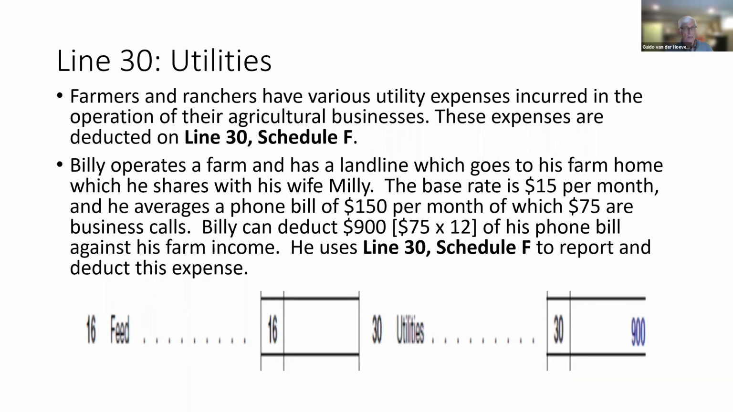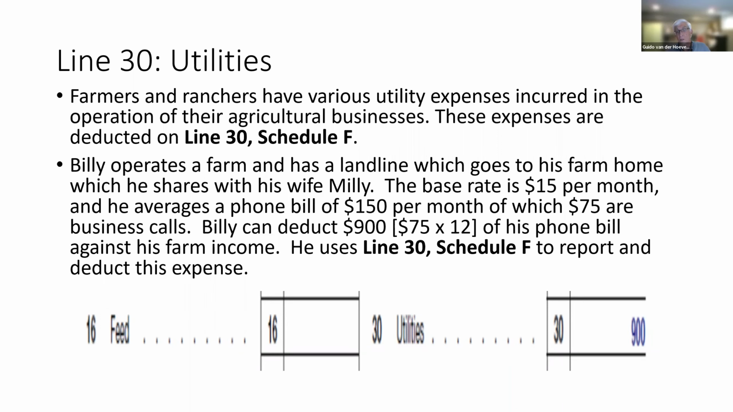Utilities. So now we're getting to line 30 here. Farmers and ranchers have various utility expenses. The example I have is that Billy operates a farm and has a landline that goes to his farm home, which he shares with his wife. The base rate is $15 a month. His average phone bill is $150 a month, of which $75 are business calls. So he can deduct $900, at 75 times 12, of his phone bill. He's not going to be able to deduct that $15 baseline because that is specified in the code.